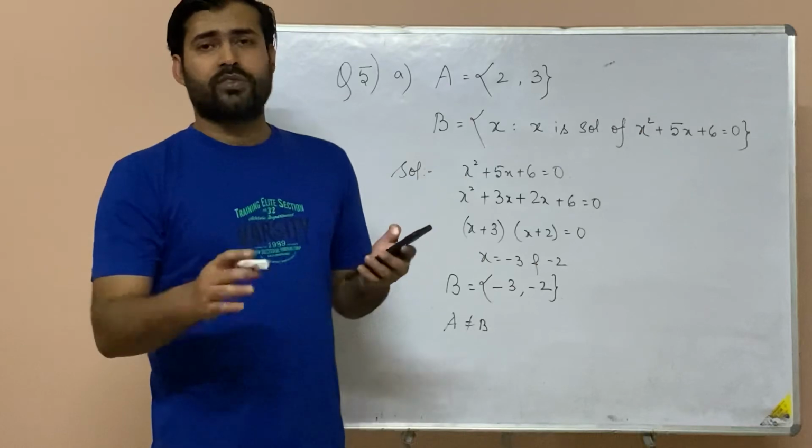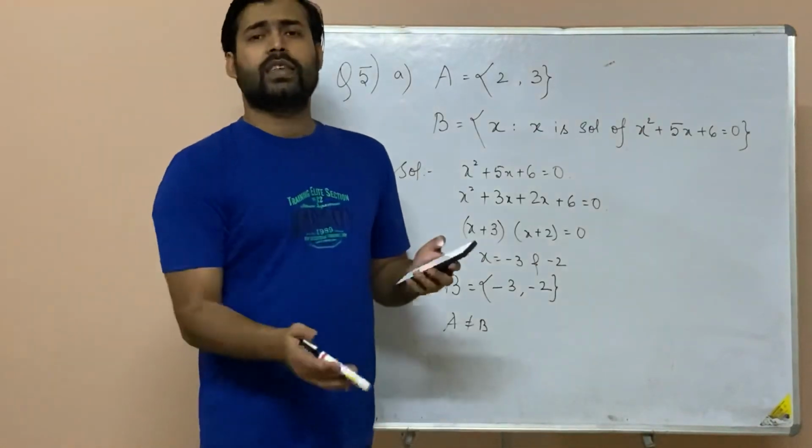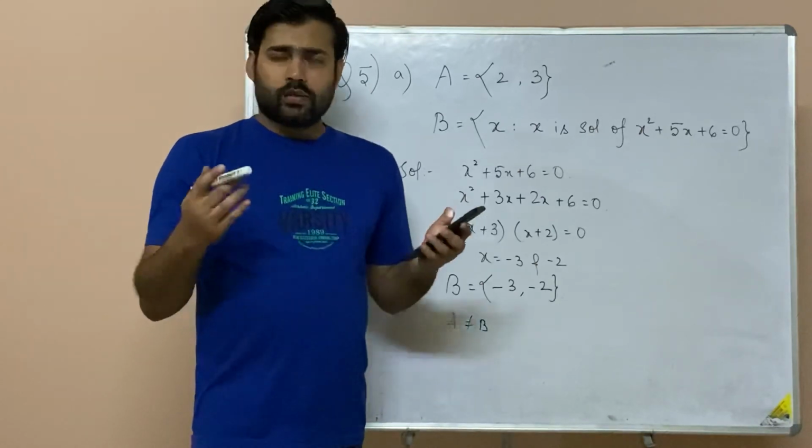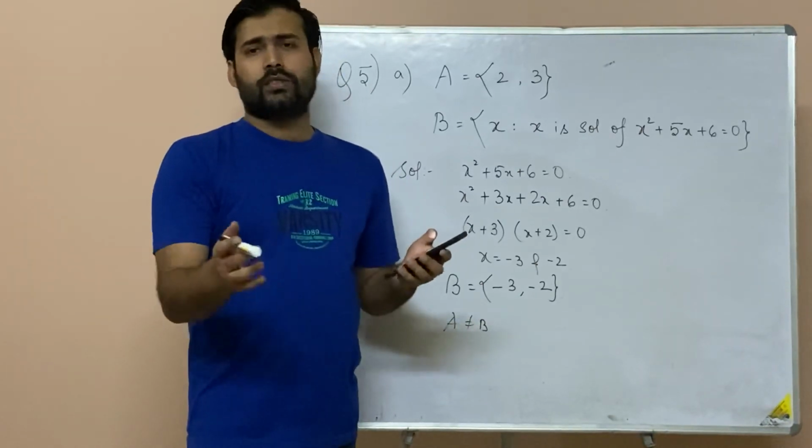Based on that you will say, okay fine, A and C are equal. There might be 3 sets which are equal. There might be 4 sets which are equal. Based on this you will compare, and based on that you will give your answer.